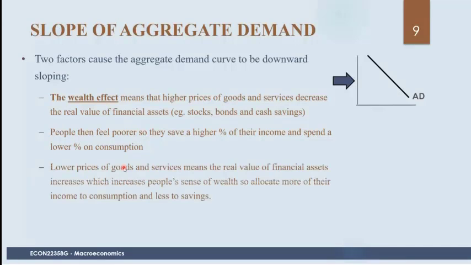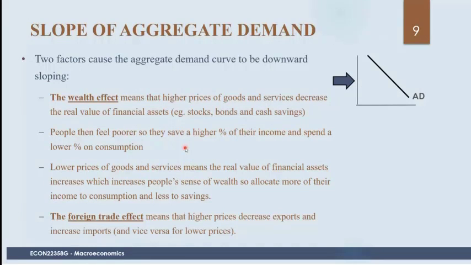And then the other effect is on foreign trade. Well, before I finish that, lower prices of goods and services means the real value of financial assets increases, which increases people's sense of wealth, so they might allocate more of their income to consumption and less to saving. The foreign trade effect means that if our prices are higher relative to another country, we're not going to be able to sell as much of our exports. But if our prices are lower, we can sell more. So we can think of it being downward sloping for those two reasons.